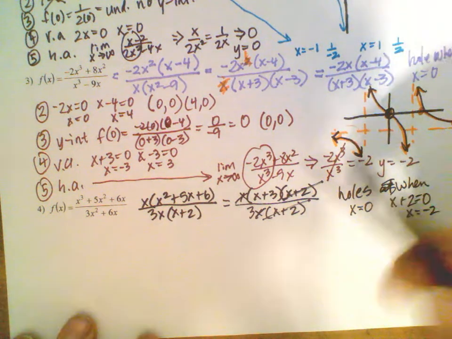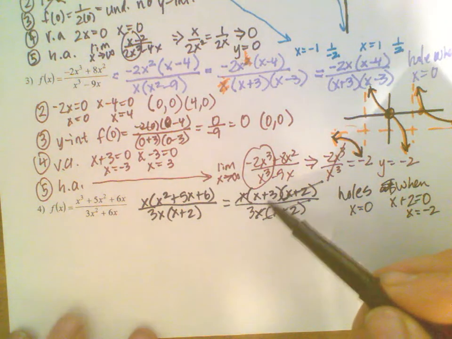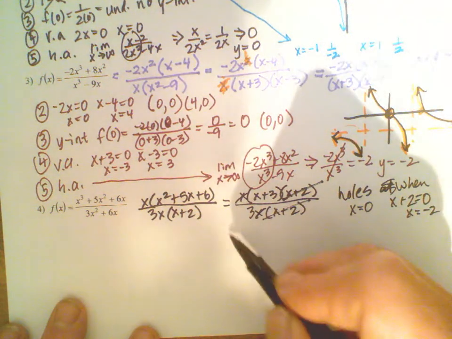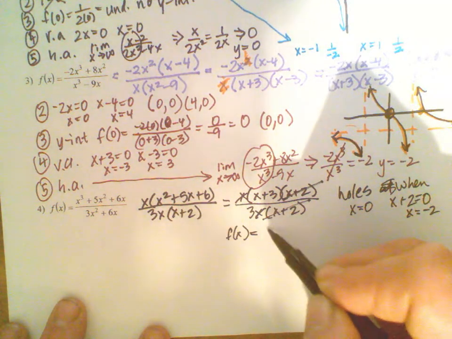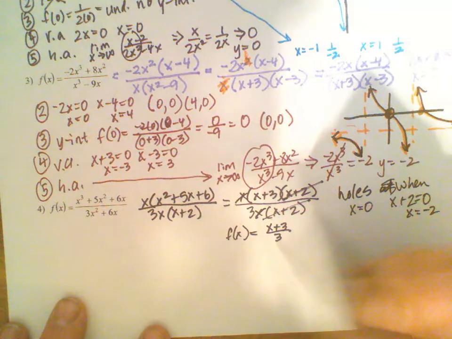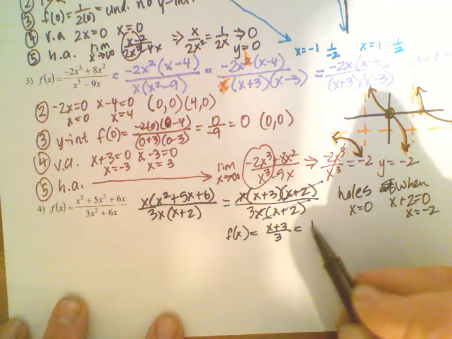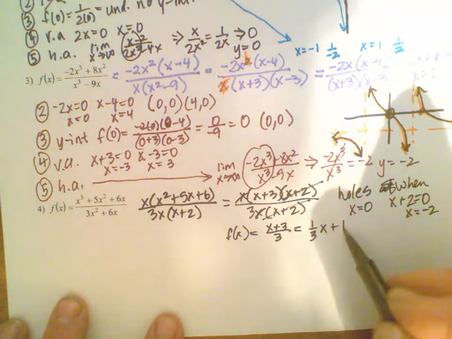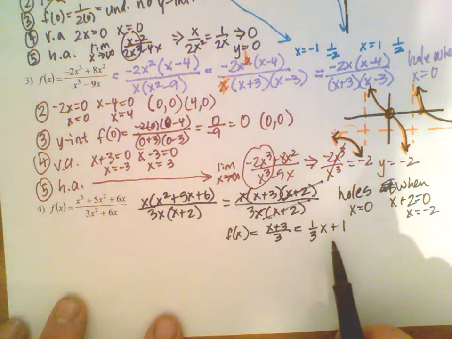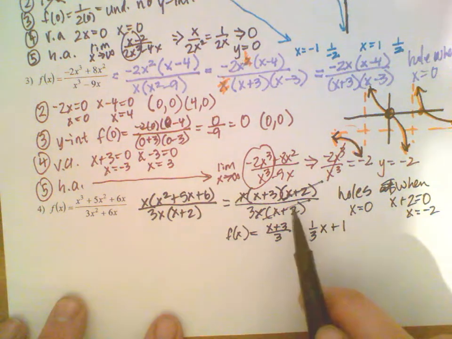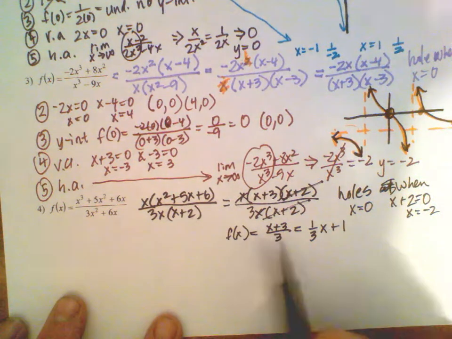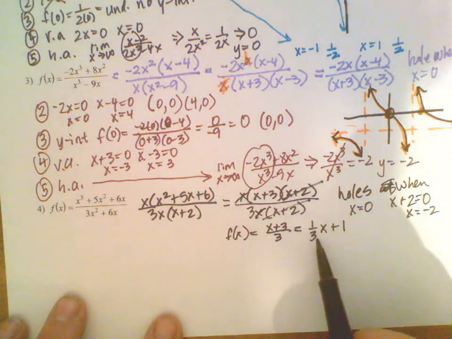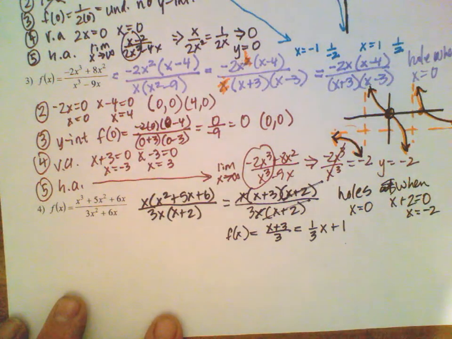The other interesting thing that happens on this one is when all is said and done, the only function I have left, f of x, is x plus 3 over 3, which equals 1/3 x plus 1. That's a line. I don't have a denominator. There's not going to be a vertical asymptote. I've canceled everything off, so I have only a line left. All I did was split that 3 between. I put x over 3 plus 3 over 3, and then I rewrote it as a line.